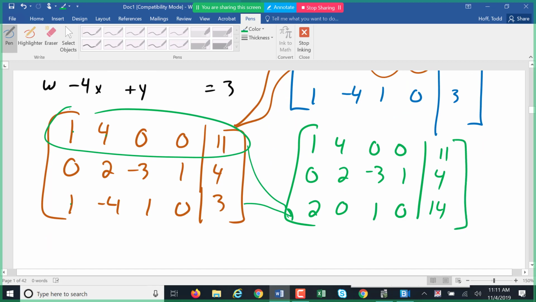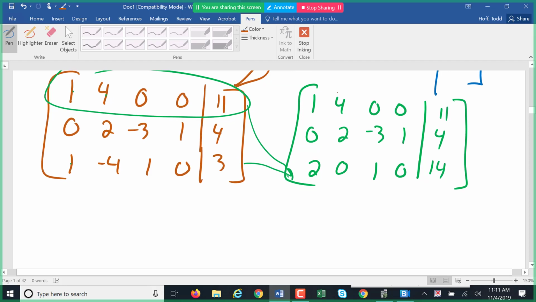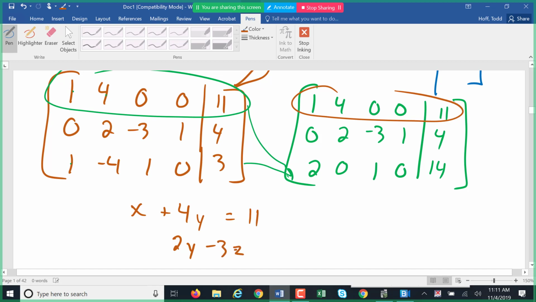Right now I have a lot of zeros, but I don't have any variables that have totally disappeared on me. Let's just put this back in the system of equations and see what we have right now. So up top here we have x plus 4y equals 11. 2y minus 3z, 2x, I should say. Let me reword that. I got that top one wrong.